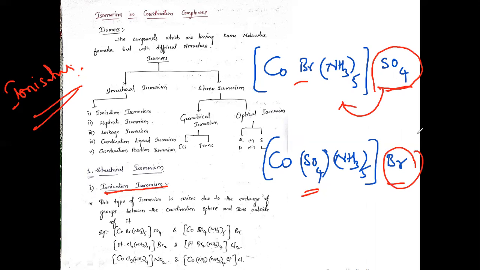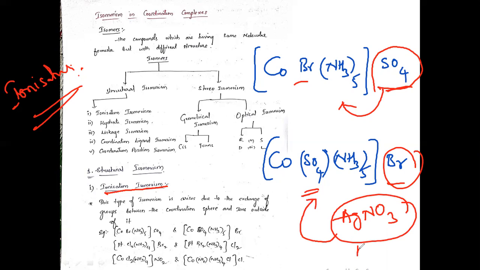So let us take AgNO3. When AgNO3 reacts with these two complexes, it can easily react with one of these complexes and form AgBr. It can easily release AgBr. So AgBr, actually this is a light yellow precipitate.